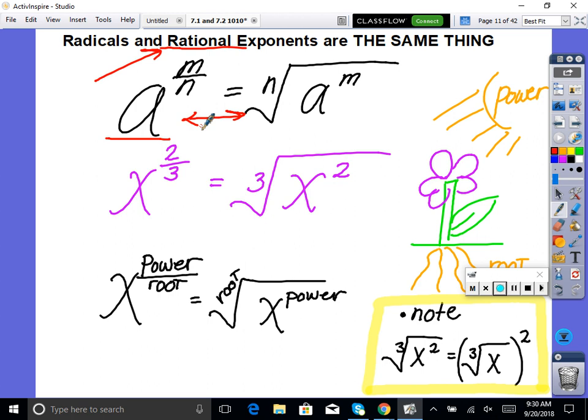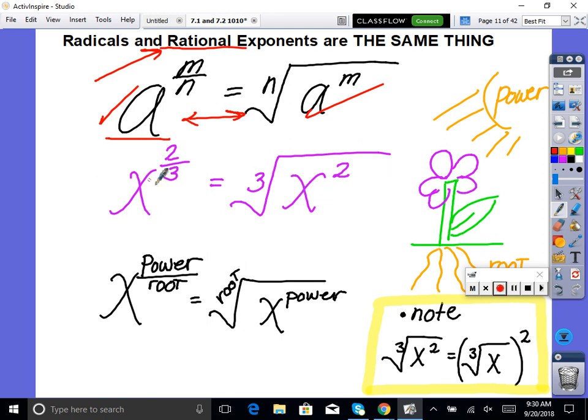So we can switch back and forth. Not one is better than the other. It depends on what we're doing with the problem of why we would want to be in this form or this form. And you'll see some examples. So look right here. We have x to the 2/3. That is equivalent to the cube root of x to the second power.